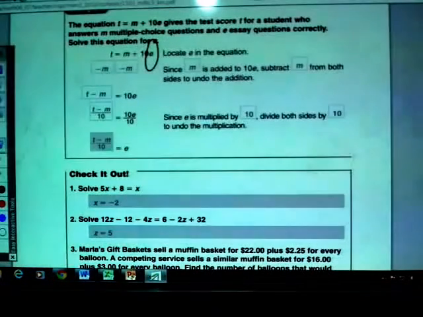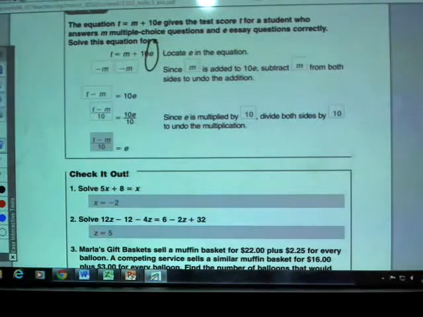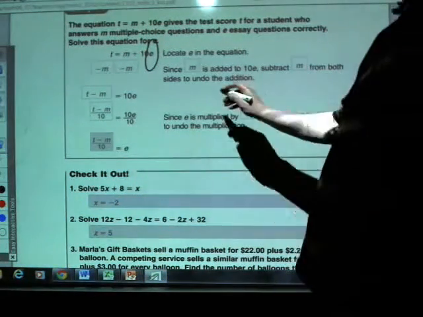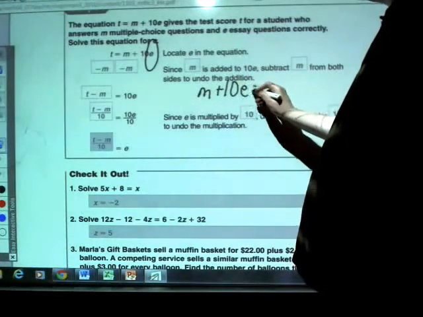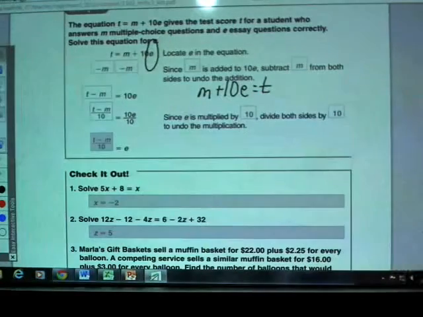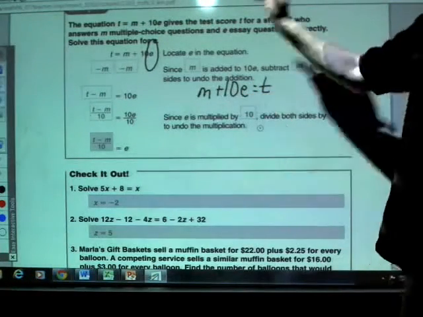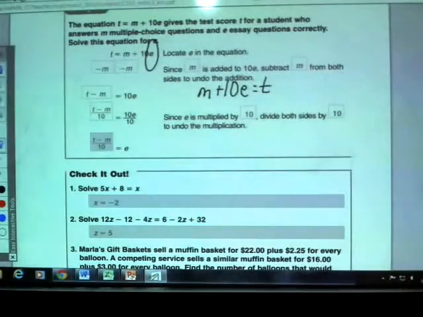Well, think about it. When we solve an equation, it's always like x equals this or j equals this. So if I'm solving it for e, that's the thing that's going to be on the left side of the equal sign. And if he's going to be on the left side of the equal sign, I need to go ahead and flip this around. So I'm going to rewrite this as m plus 10e equals t. So everything else other than e has to get kicked over to the right side of the equal sign.